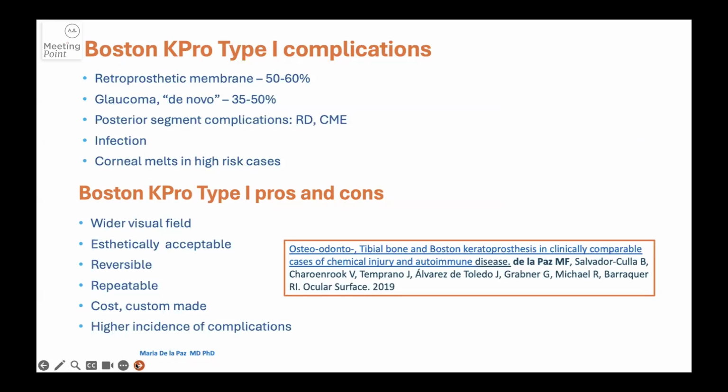So what are the advantages and disadvantages of the Boston KPro Type 1? It has a wider visual field, it is aesthetically acceptable, it is reversible, it is easily repeatable, as I have shown. However, it has its cost, it is custom made, and it has a higher incidence of complications, as my team and I were able to show in this publication in Ocular Surface in 2019, where we compared clinically comparable cases of chemical burn and autoimmune disease using the osteo-odonto, the tibial bone, and the Boston keratoprosthesis. And we were able to show that Boston KPro had higher incidences of complications in these cases.